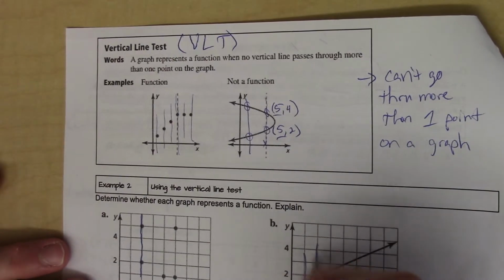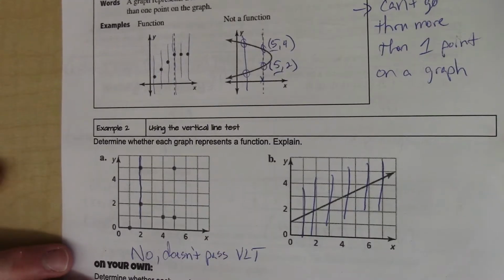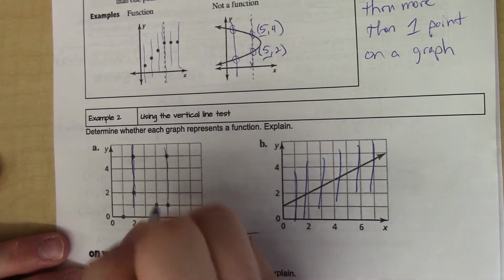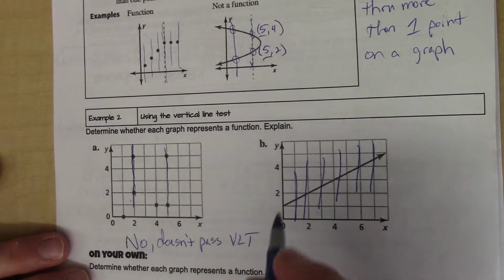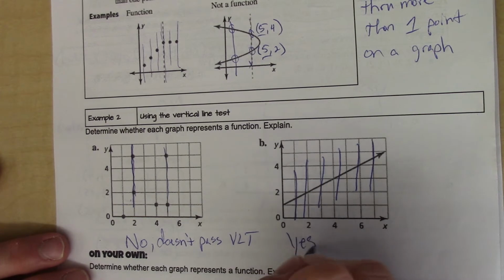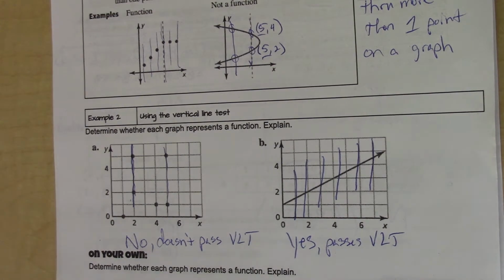Now for this one, look, I can draw as many vertical lines as I want. I'm never going to go through that graph more than once. Sorry, I got to move that up again. This went through more than once. It did it again here too, but it only has to happen once. Right here, those vertical lines are not going through this thing more than once. So this is a yes, passes VLT. Or you could just say yes, VLT, vertical line test.